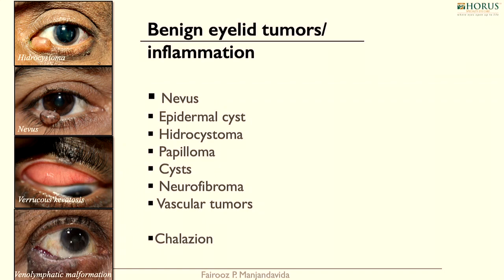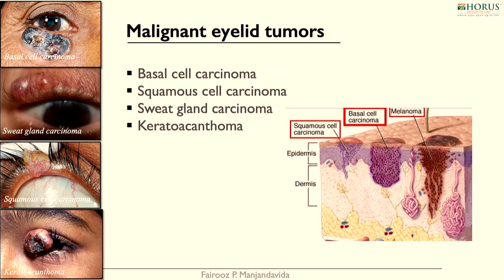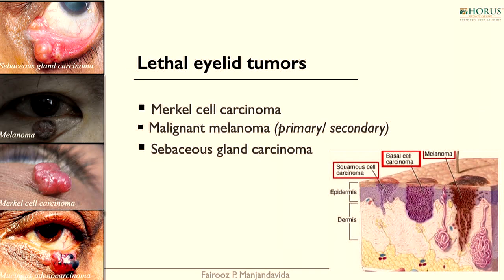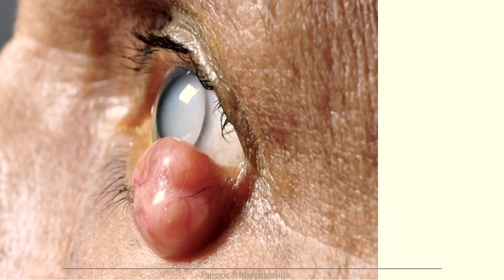So we all know that there is an array of eyelid tumors. It could be benign eyelid tumors. It could be an inflammation, which can be simulating a tumor. Malignant eyelid tumors, we have the list of it, and we have lethal eyelid tumors. So the management strategies depend upon your clinical diagnosis and what kind of tumors you're dealing with.